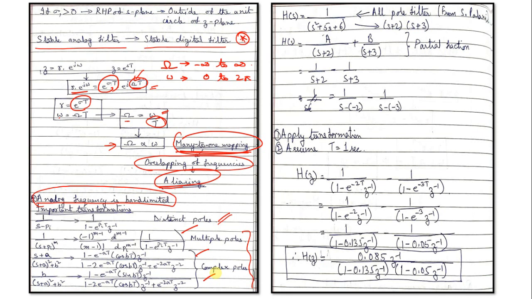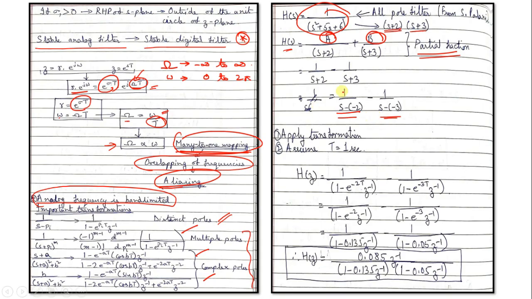Now let us take an example. H(s) equals 1 by s square plus 5s plus 6. Now this can be broken down as s plus 2 multiplied by s plus 3. If you break this equation down through partial fractions, you get A by s plus 2 plus B by s plus 3. Then you find out the values of A and B, and they come out to be 1 and minus 1.